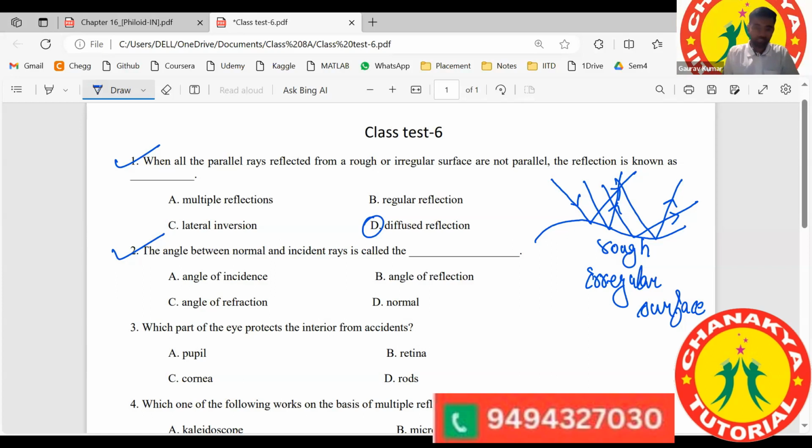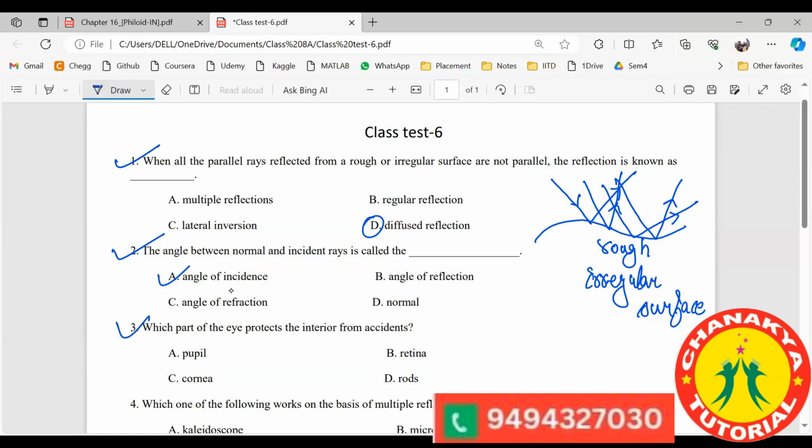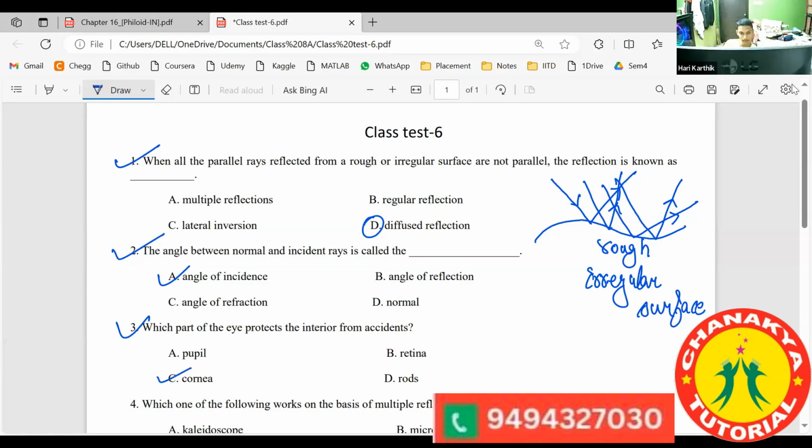So answer me, Shrestha. What should be the answer of number 2? Sir, it is angle of incidence. Okay, very good. Third, what part of the eye protects the interior from injury? Cornea. Okay, very good. Is my voice audible? Yes, you are audible. Is it fine? Okay.